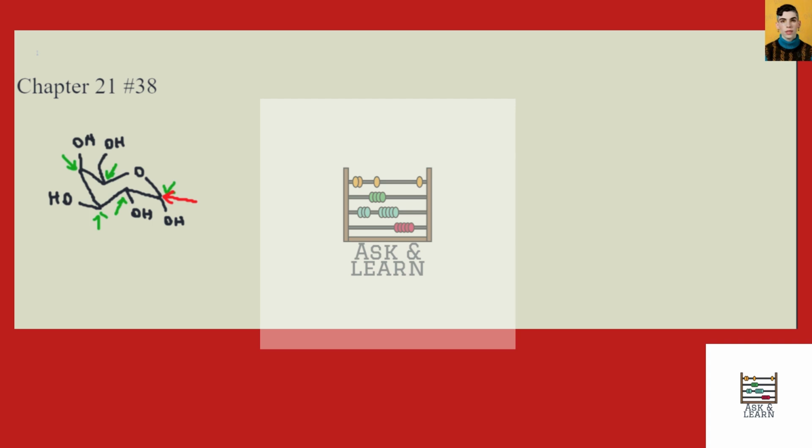So beta D-galactose, so I will label this one A. So then over here, I'll draw B. So here is beta D-galactose.